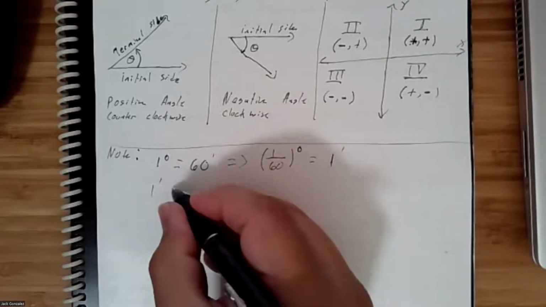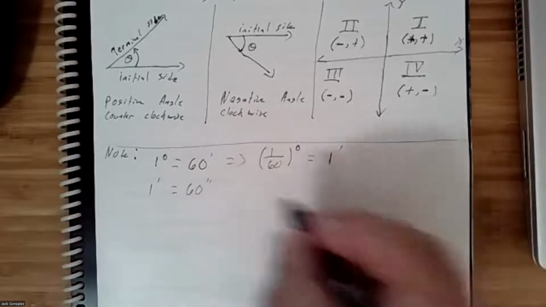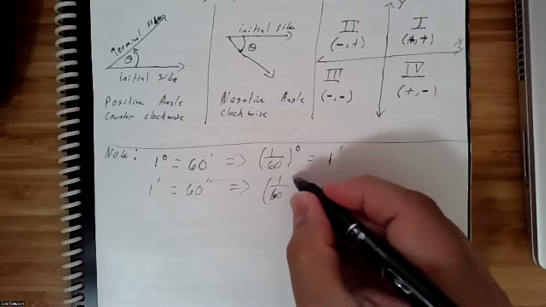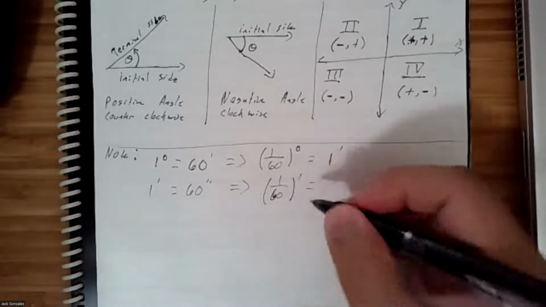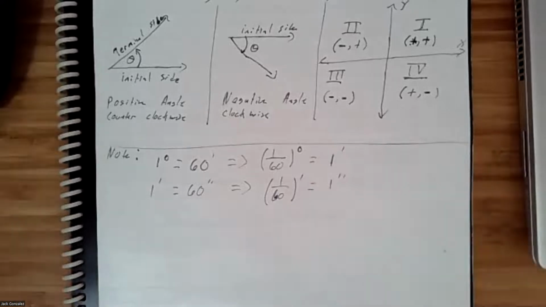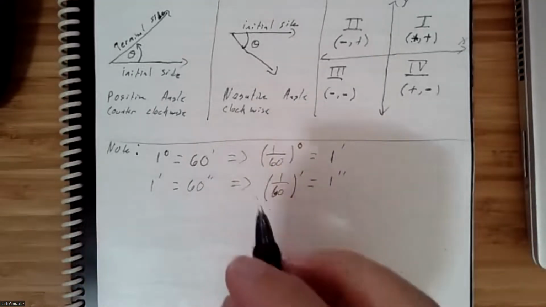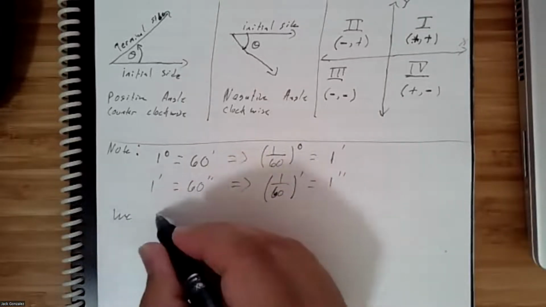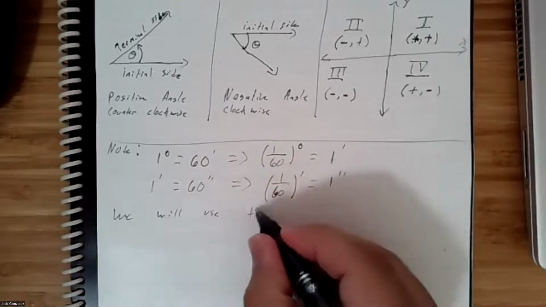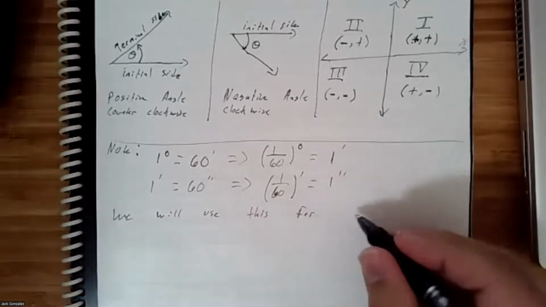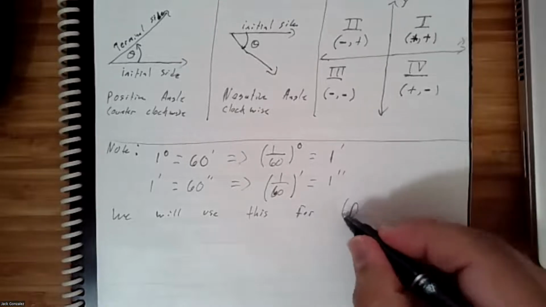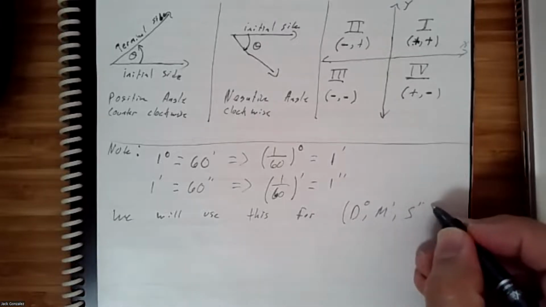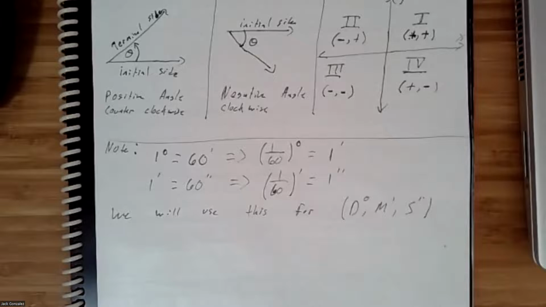Now, 1 minute, we know is also equal to 60 seconds, right? So that implies that 1 over 60 minutes is equal to 1 second. So we're going to need all these conversions. We will use this for the degrees, minutes, seconds problems. Okay. So that's the first note.